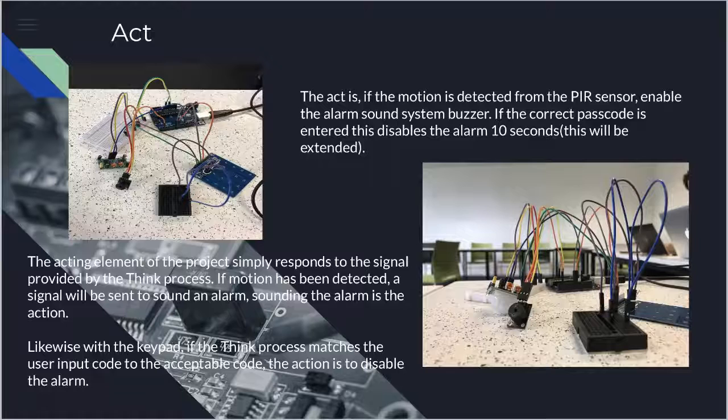If the correct passcode is entered, the buzzer is then disabled and the alarm is disabled for 10 seconds. After this 10 seconds, the alarm can now sense motion again.